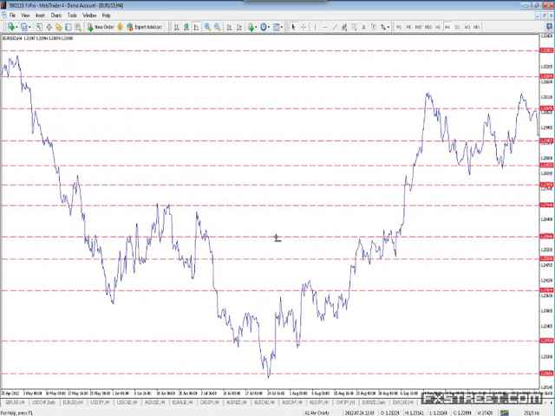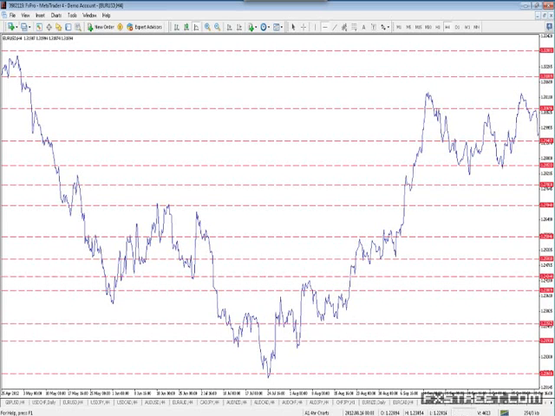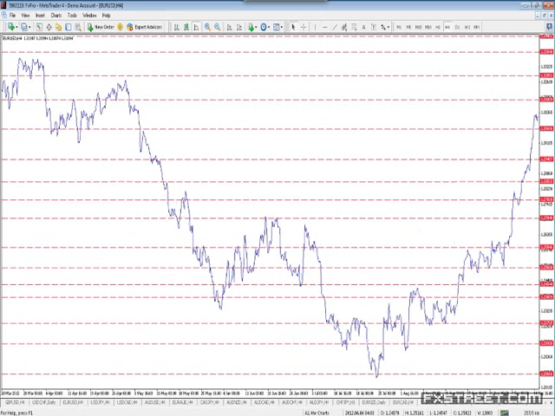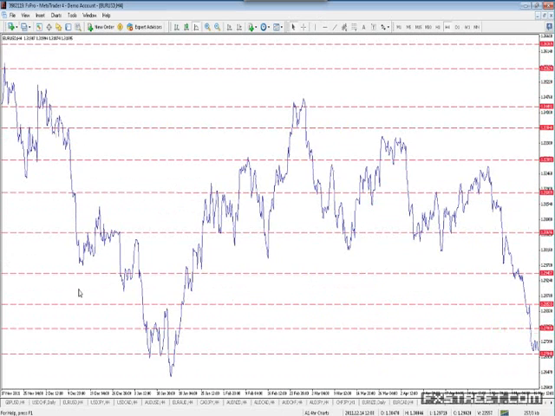I like the dashed lines because it reminds me that the market doesn't have to turn around there. It can break through. That's the only reason why. The only reason I use the dashed lines is to remind me that the market doesn't have to turn around there. It can still break through. It could be a breakout type trade.